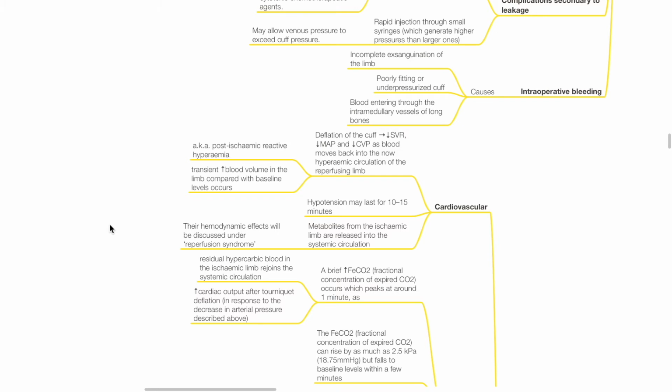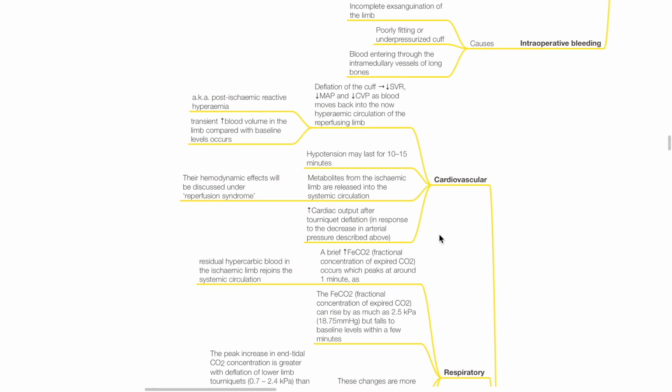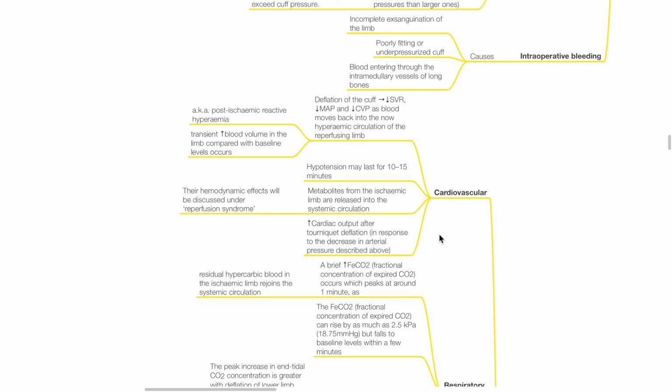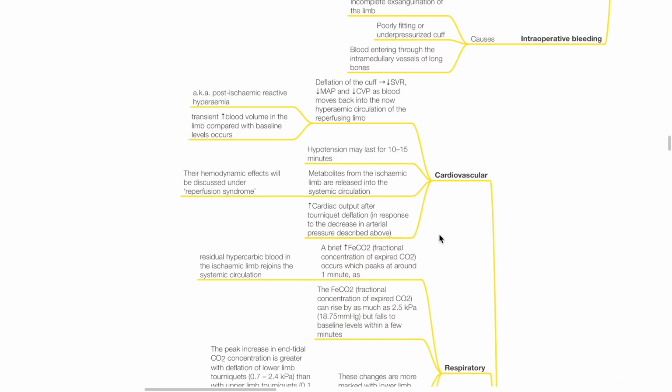Metabolites from the ischemic limb are released into the systemic circulation, and this results in reperfusion syndrome, which will be discussed shortly. There is increased cardiac output after tourniquet deflation in response to the decrease in arterial pressure described above.